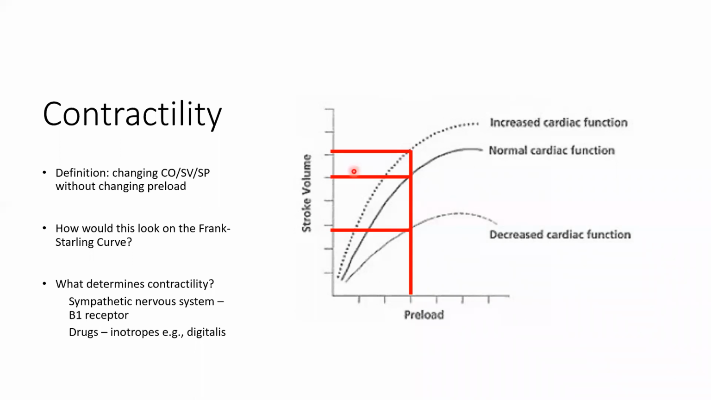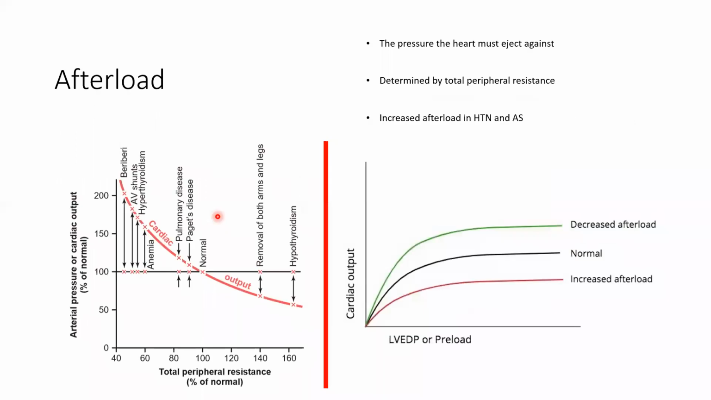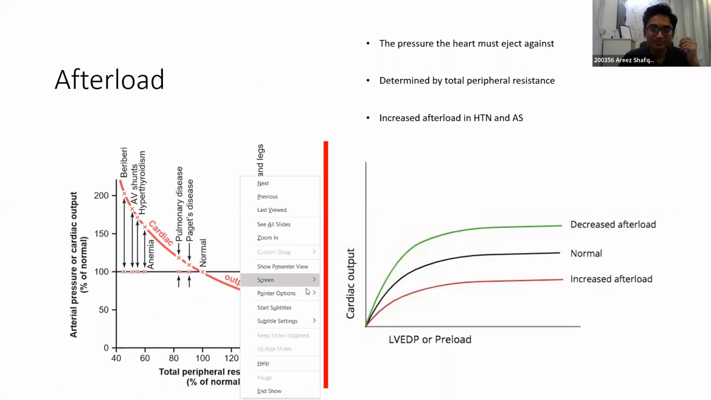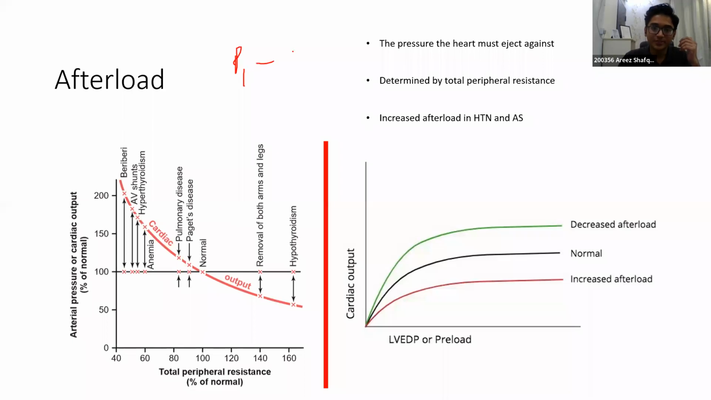Okay. So preload is done, contractility is done. The next question is afterload. Afterload is the amount of pressure that the heart must eject against. How I like to think about this is, you remember that flow equation that we had? So P1 minus P2 over R, right?